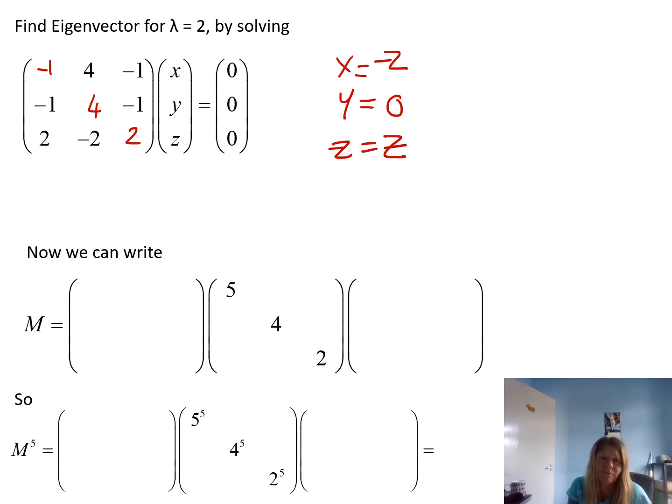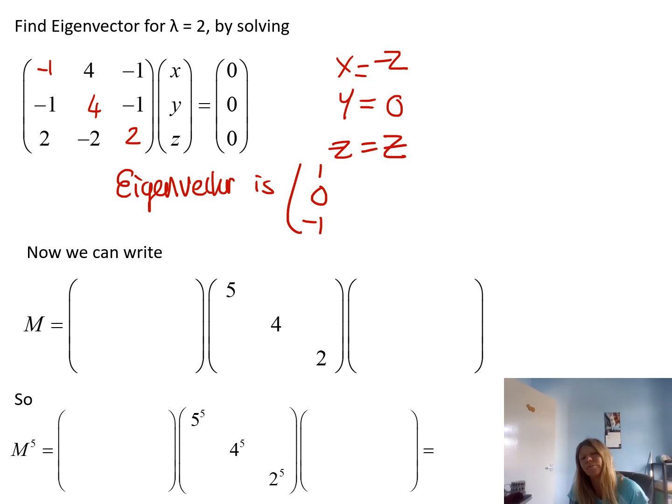So eigenvector from that. Right, so y is 0, z is z, and x is minus z. So if we let x be 1, then that's got to be a minus 1, hasn't it? You could have a minus 1 and a 1 there. I don't really care, but I've gone with that.